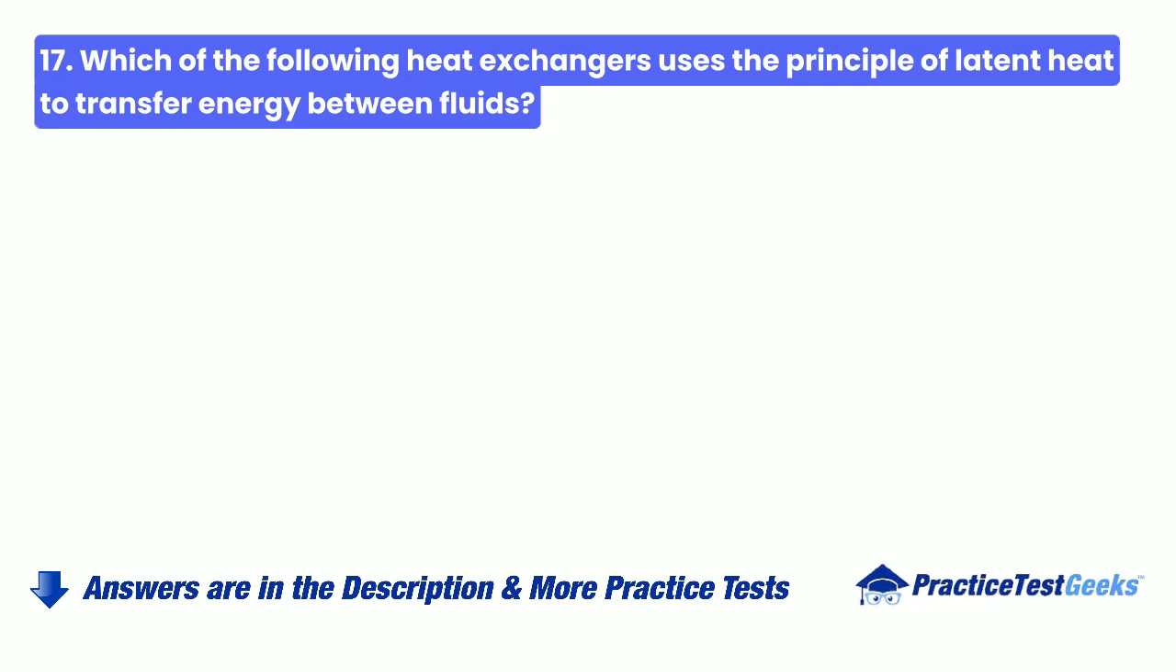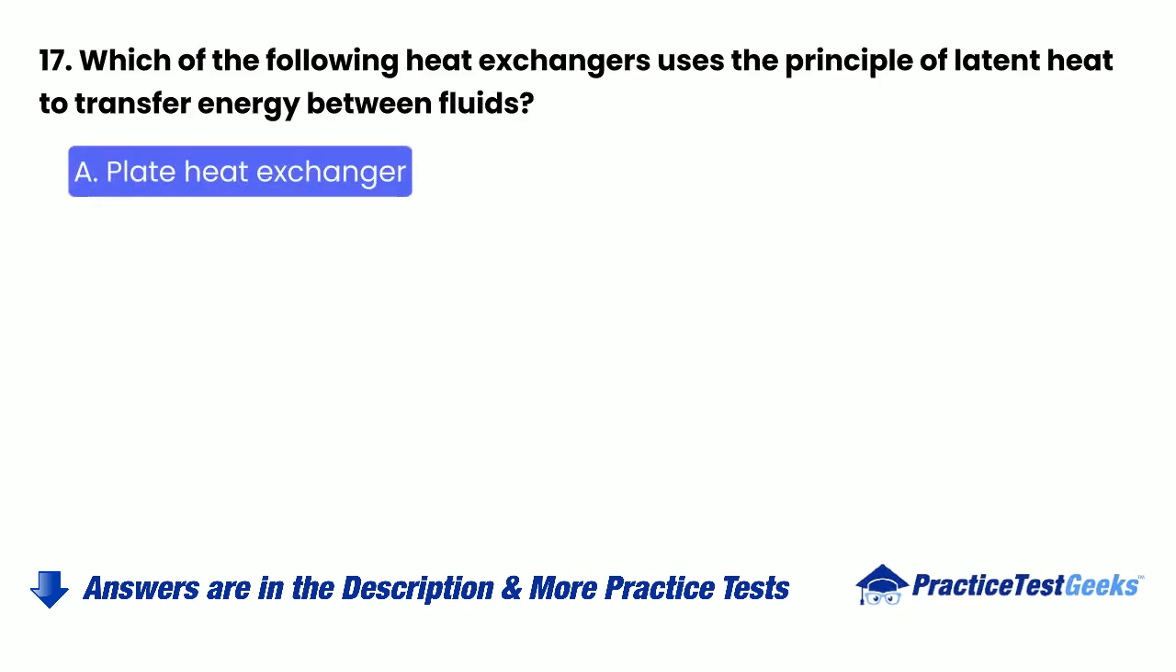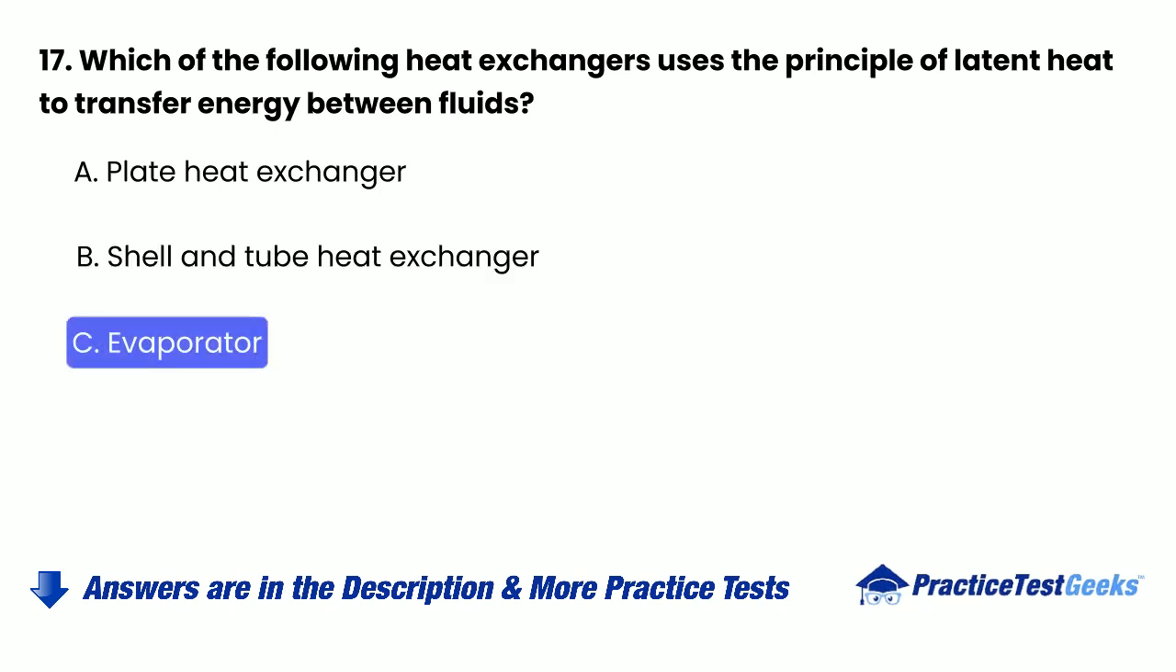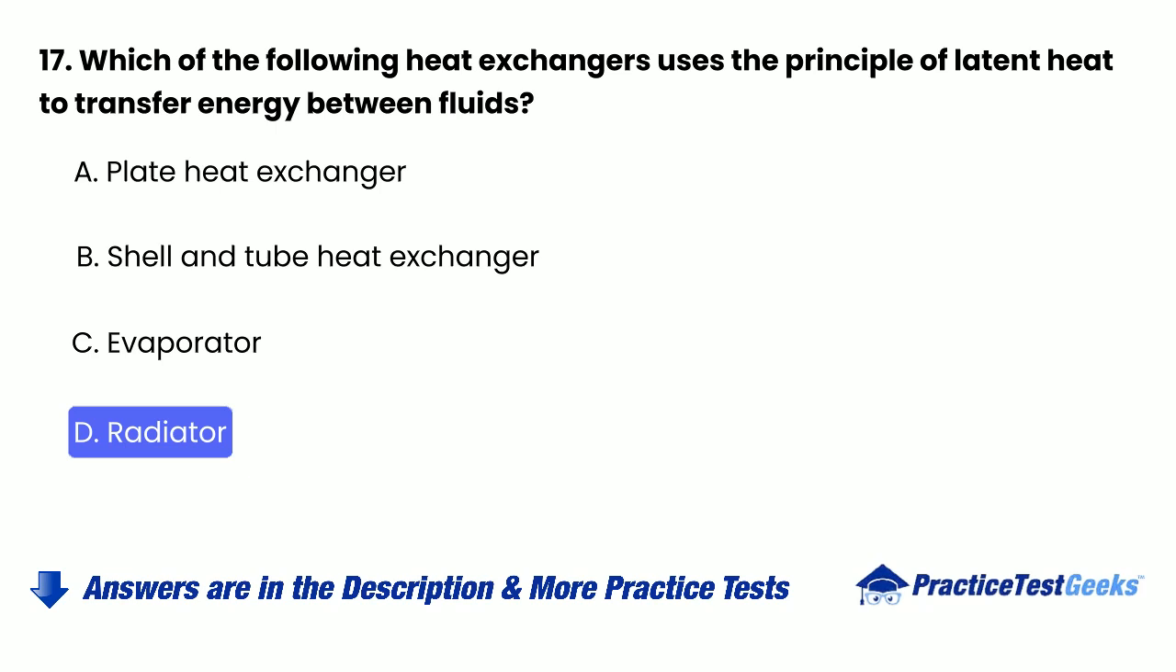(17) Which of the following heat exchangers uses the principle of latent heat to transfer energy between fluids? A. Plate heat exchanger. B. Shell and tube heat exchanger. C. Evaporator. D. Radiator.